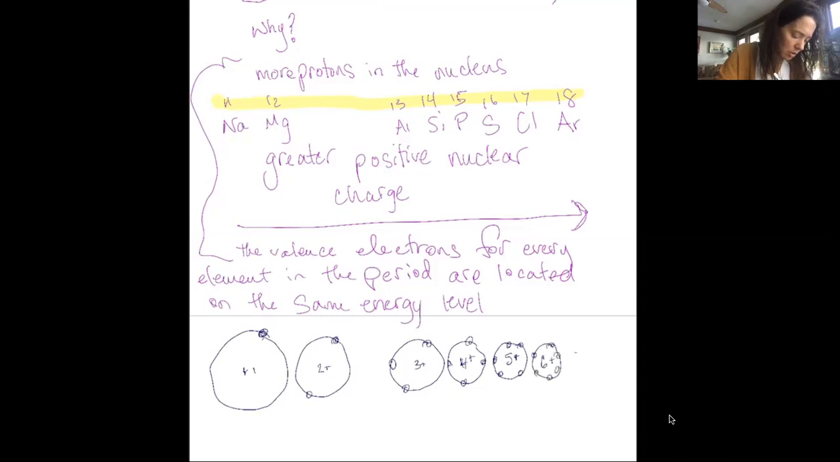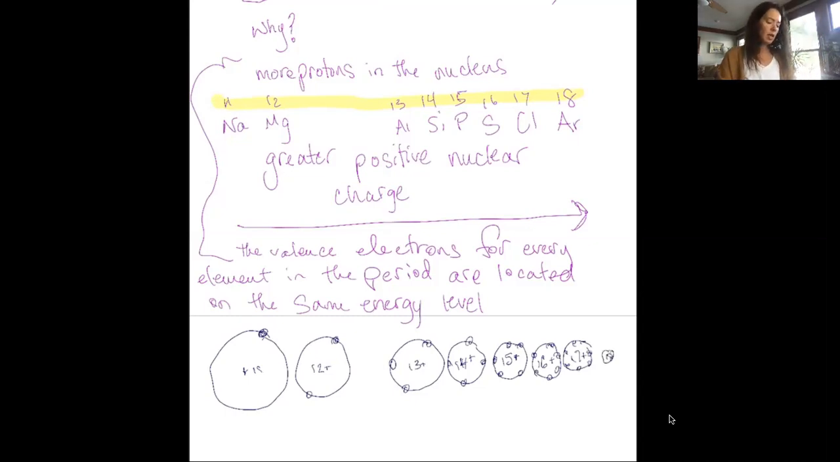My nucleus is 7+. Actually, this is 11, 12, 13, 14, 15, 16, 17. And I have 7 valence electrons. And then we get to argon, which is 18. Okay?